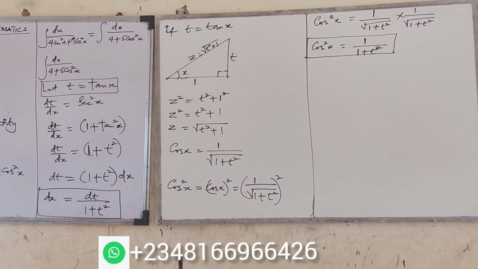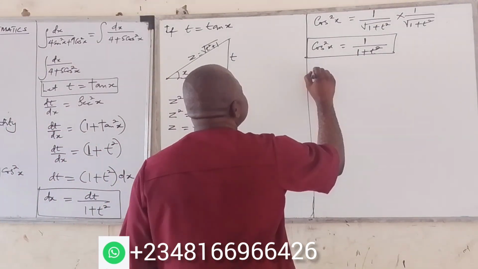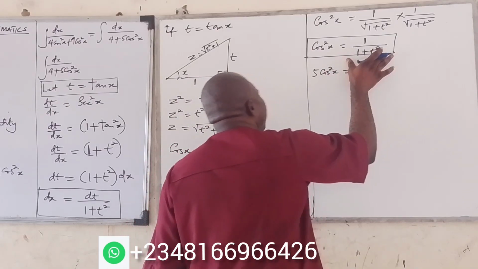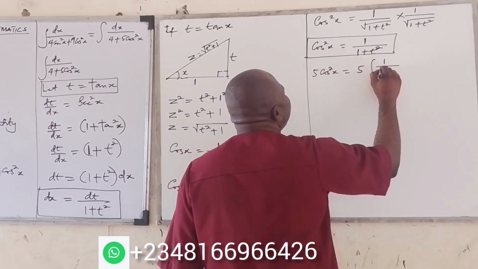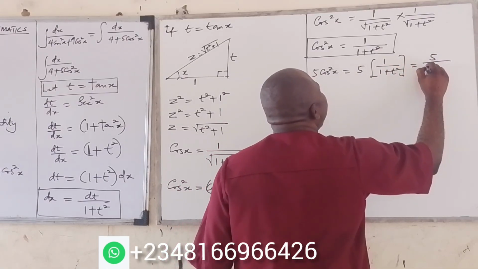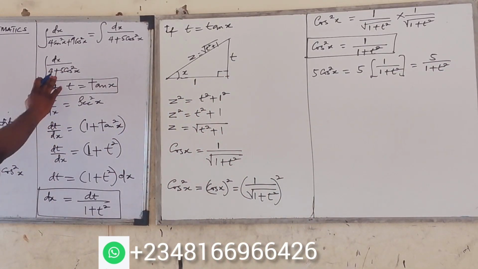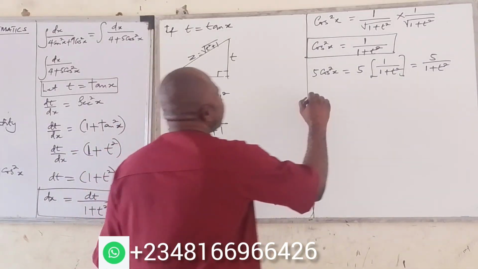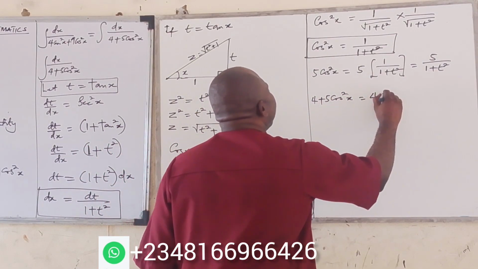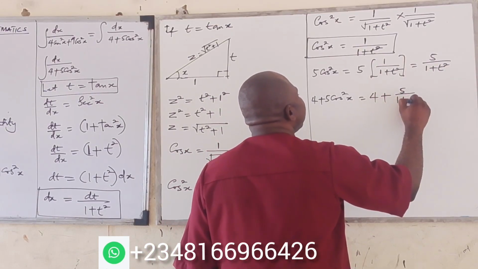Now from the question, we have 5 cos square x. So let's see the value of 5 cos square x. 5 cos square x will be equal to 5 times the value of cos square x, which is 1 all over 1 plus t squared. So that will give us 5 all over 1 plus t squared. Now we also have 4 plus 5 cos square x, which will be equal to 4 plus 5 all over 1 plus t squared.